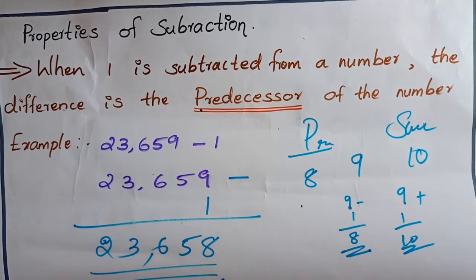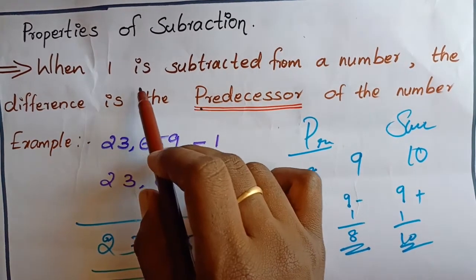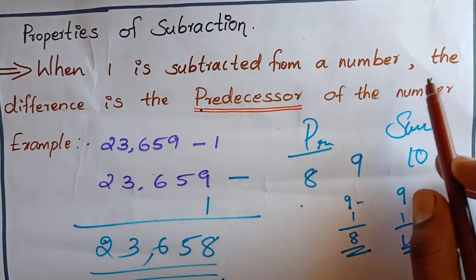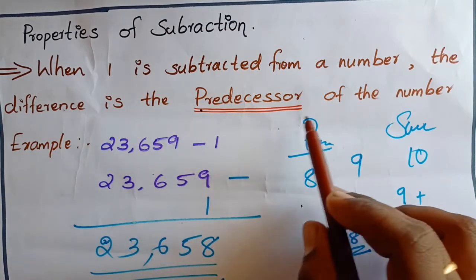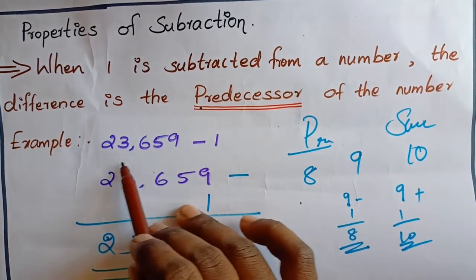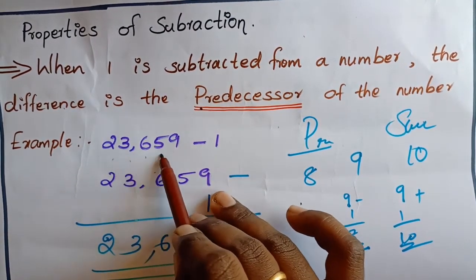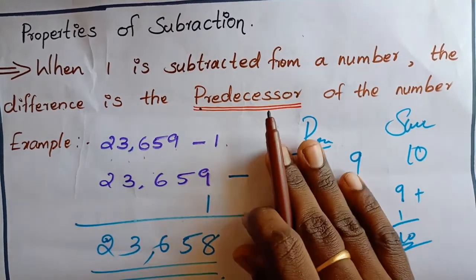Let's move on to the properties of subtraction. First property: when 1 is subtracted from a number, the difference is the predecessor of the number. This is the example: 23,659 minus 1.